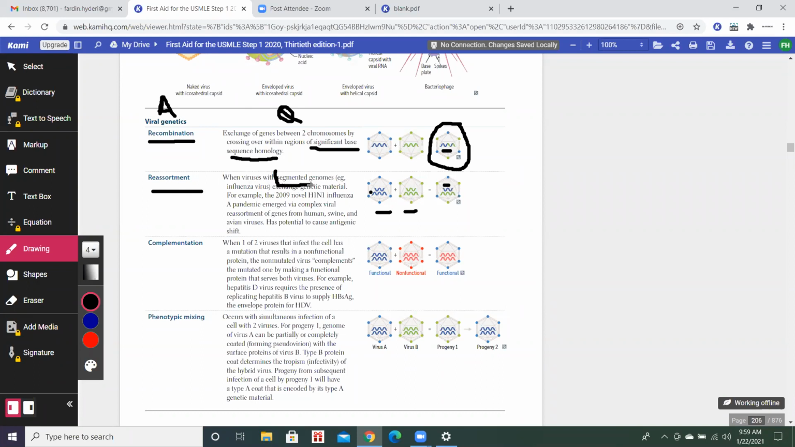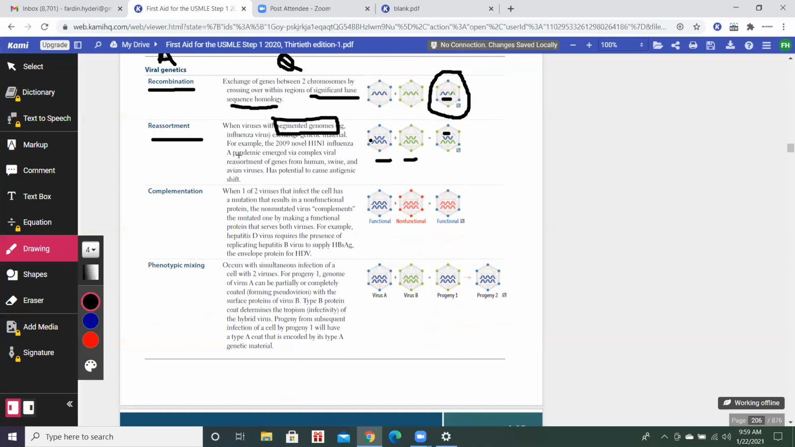So that's that. The reason why reassortments are very high yield is because pandemics can happen because of viral reassortment. The pandemic that we are going through right now has a possibility. If we completely discard the fact that coronavirus is a bioweapon, then we can assume that the pandemic has happened because of viral reassortment of genes from human, swine, and avian viruses.